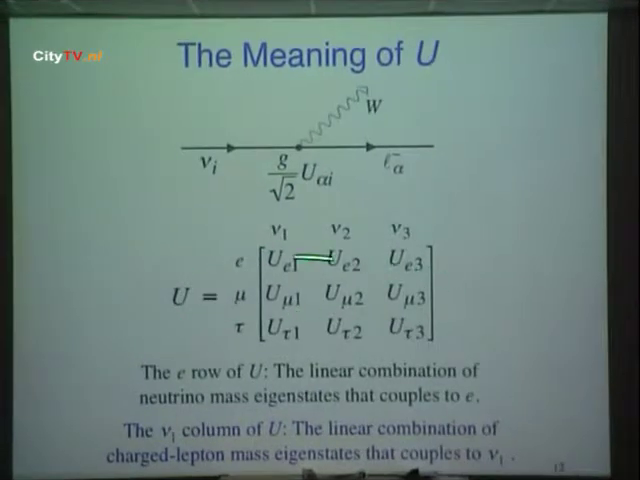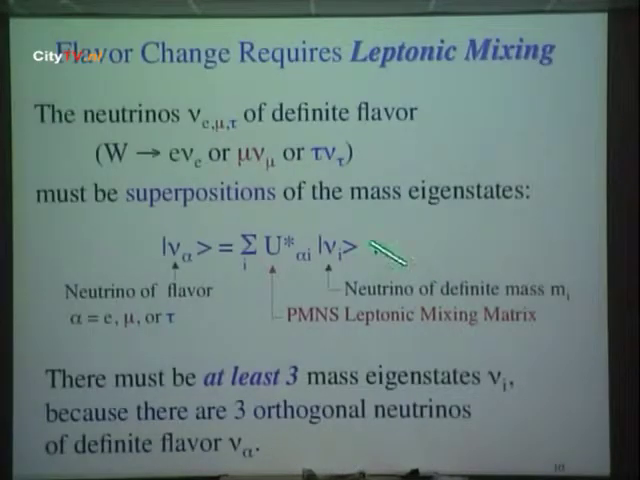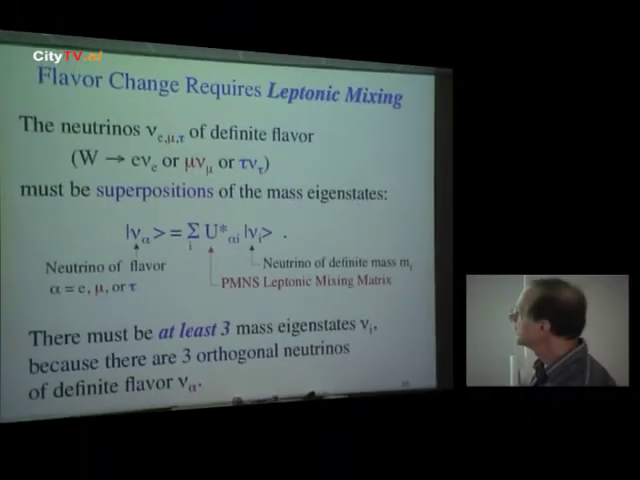You can write the 3 by 3 presumably unitary matrix in this form. So the E row of U, this row, by example, is just that linear combination of neutrino mass eigenstates nu1, nu2, and nu3 that couples to an electron. Namely, the linear combination of neutrino mass eigenstates that couples to an electron is UE1 star nu1 plus UE2 star nu2 plus UE3 star nu3. And it's stars because that's how I happen to have defined the matrix.